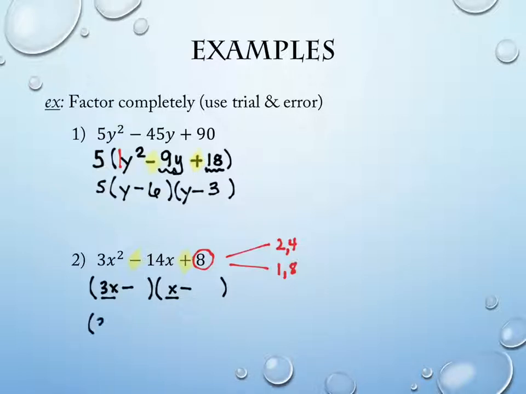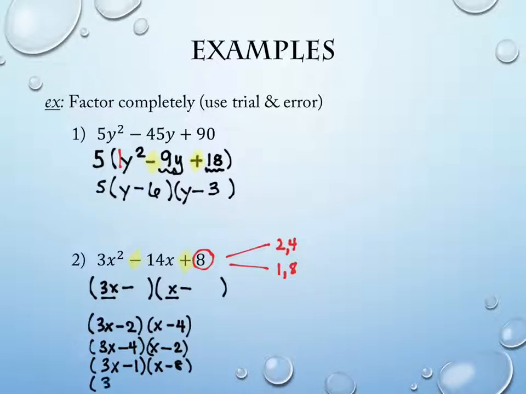So one possibility is that I put in 2 here, and I put in 4 here. Another possibility is that I put the 4 in first, and the 2 in second. My third possibility is I put a 1 in first, and I put the 8 in second. And the fourth possibility is I put the 8 in first, and the 1 in second.